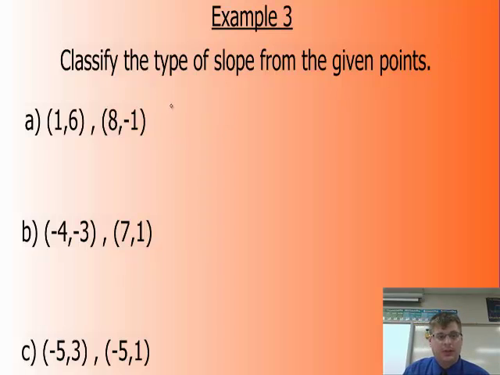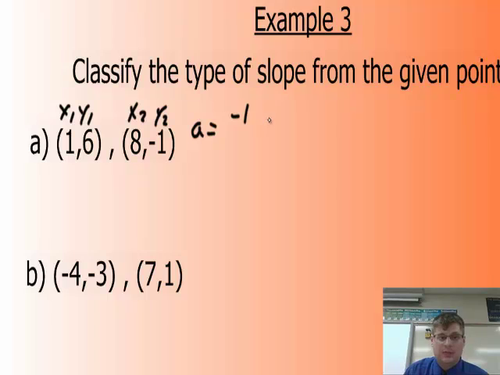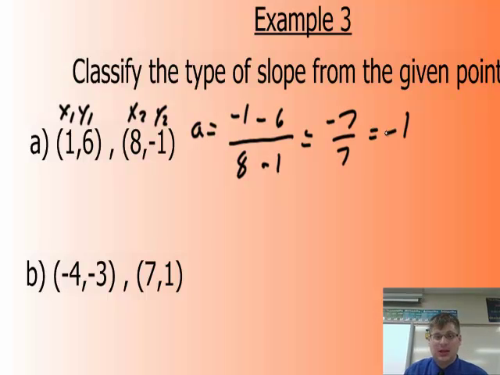We'll start off with the points (1, 6) and (8, -1). We'll be using the formula to find slope, with x1, y1, x2, y2. So I'll set it up as a equals y2, so that's -1, minus y1, minus 6, over x2, 8 in this case, minus 1. And we'll have -7 over 7, which simplifies to -1.